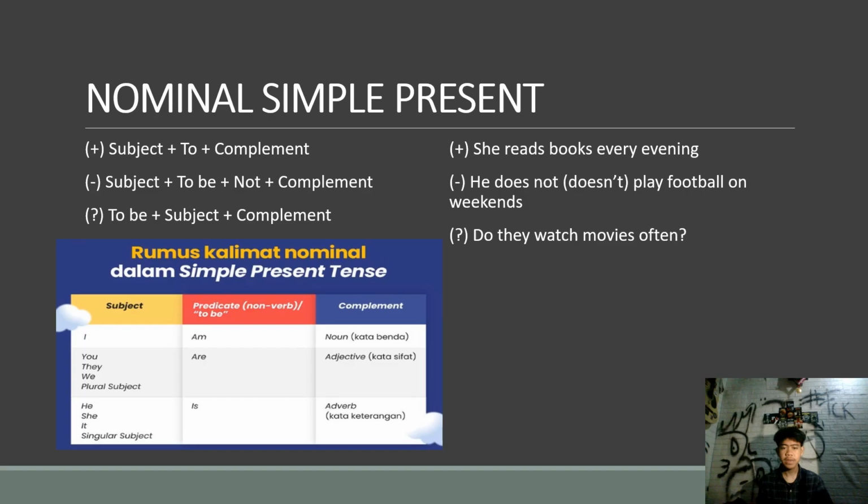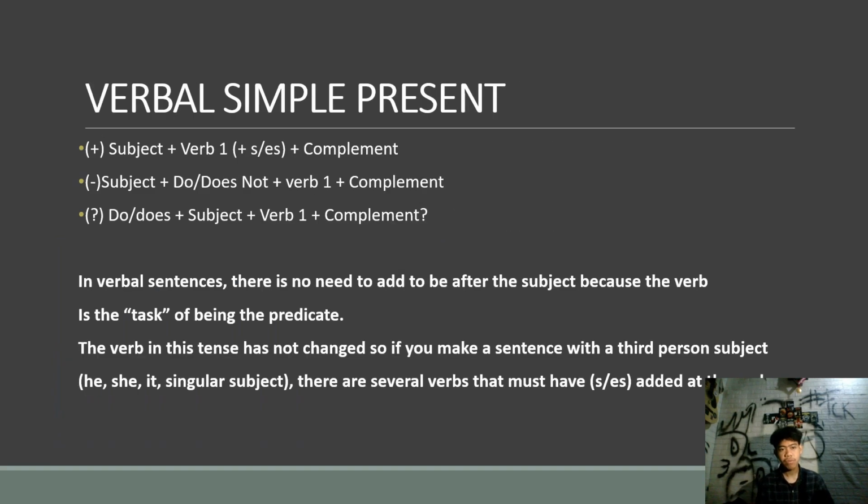Nominal simple present. Verbal simple present. In verbal sentences, there is no need to add to be after the subject because the verb is the predicate. The verb in this tense does not change, so if you make a sentence with a third person singular subject, he, she, it, there are several verbs that must have s or es at the end.